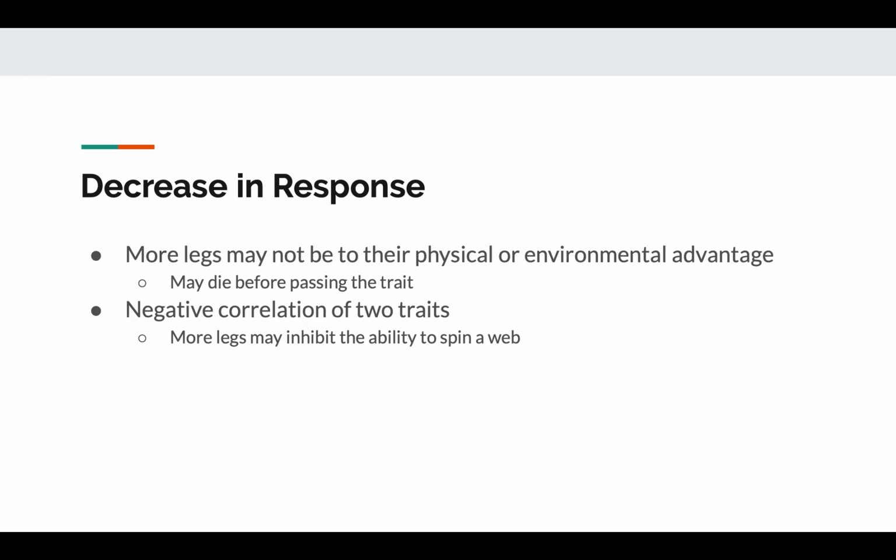Another possible reason for this is that two traits are negatively correlated. In this example, that could mean that the trait for more legs could be negatively correlated to the ability to spin a web. Without spinning the web, the spider will not make the trap to catch its prey.